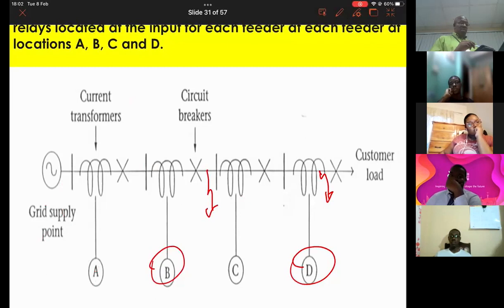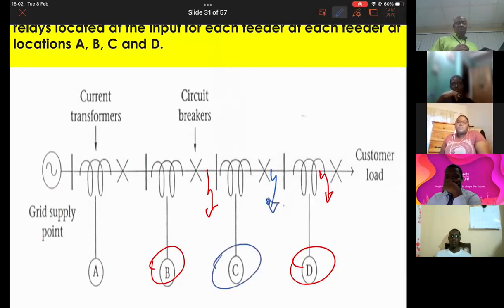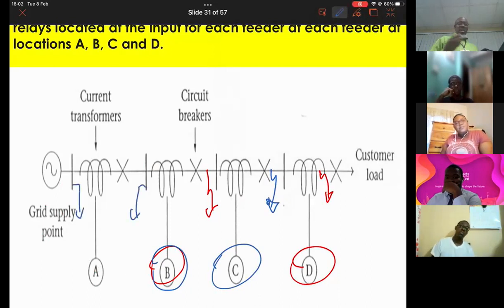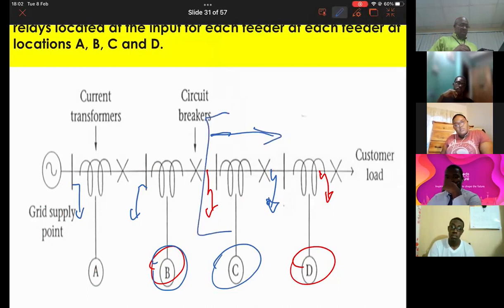But at the same time, I want to ensure that if I have a fault here, and this fellow is supposed to operate, if he doesn't operate, only B operates. So if B operates, then the people connected here and here would still have power. Only those beyond this point would lose power. You with me? So how do we separate the network?